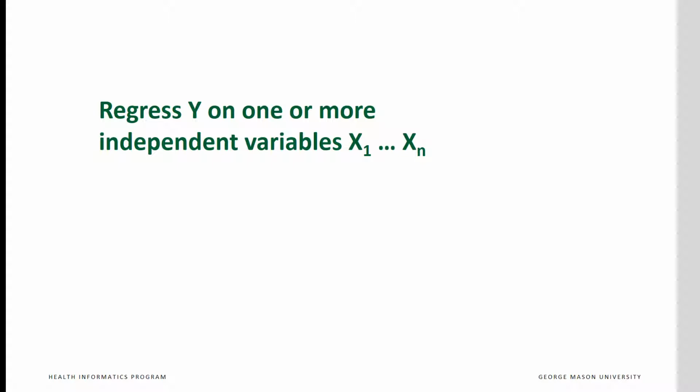Regression is a general method that relates an outcome variable y to one or more independent variables x1 through xn using an equation. Equations are important. They precisely show how variables affect each other. They are the language of science and allow scientists to express their theories.